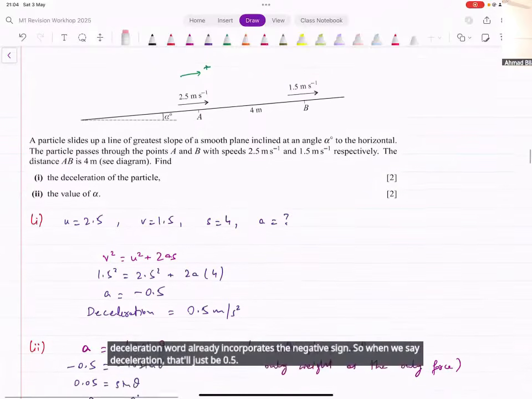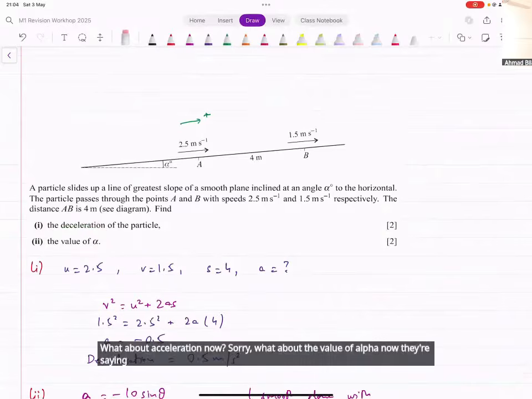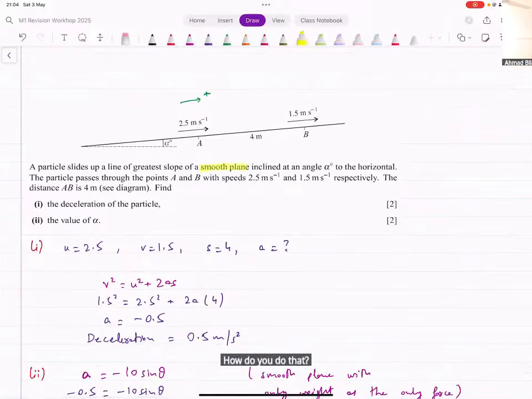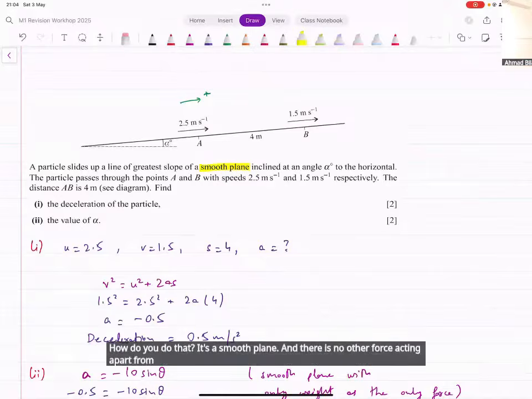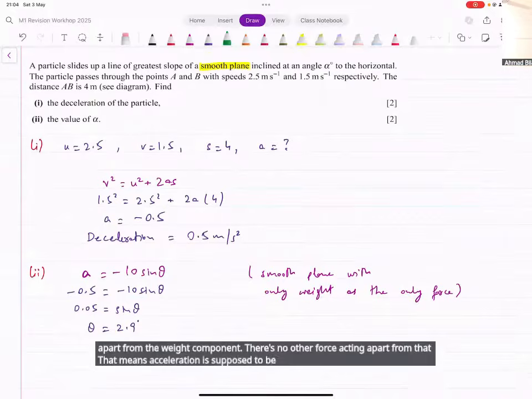What about the value of alpha now? They're asking you to find the value of this angle. How do you do that? It's a smooth plane and there's no other force acting apart from the weight component. That means acceleration is supposed to be 10 sine theta, right?